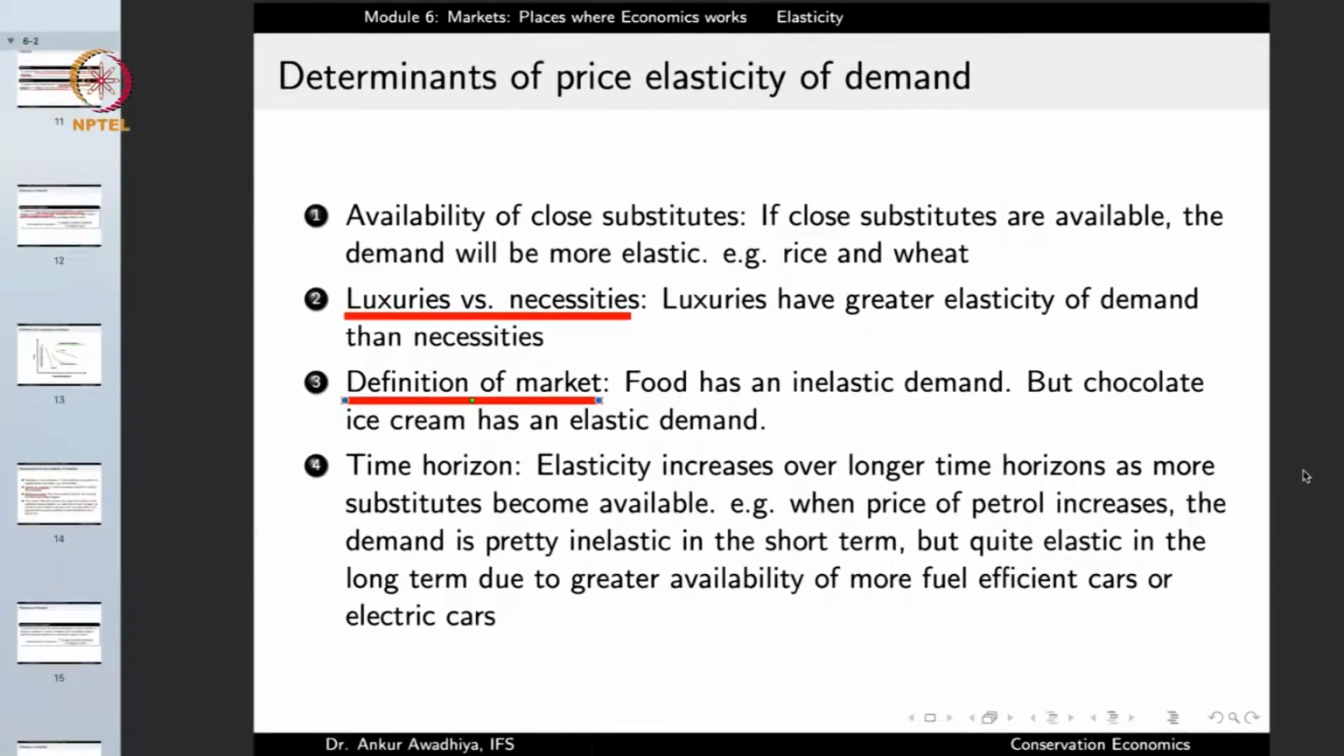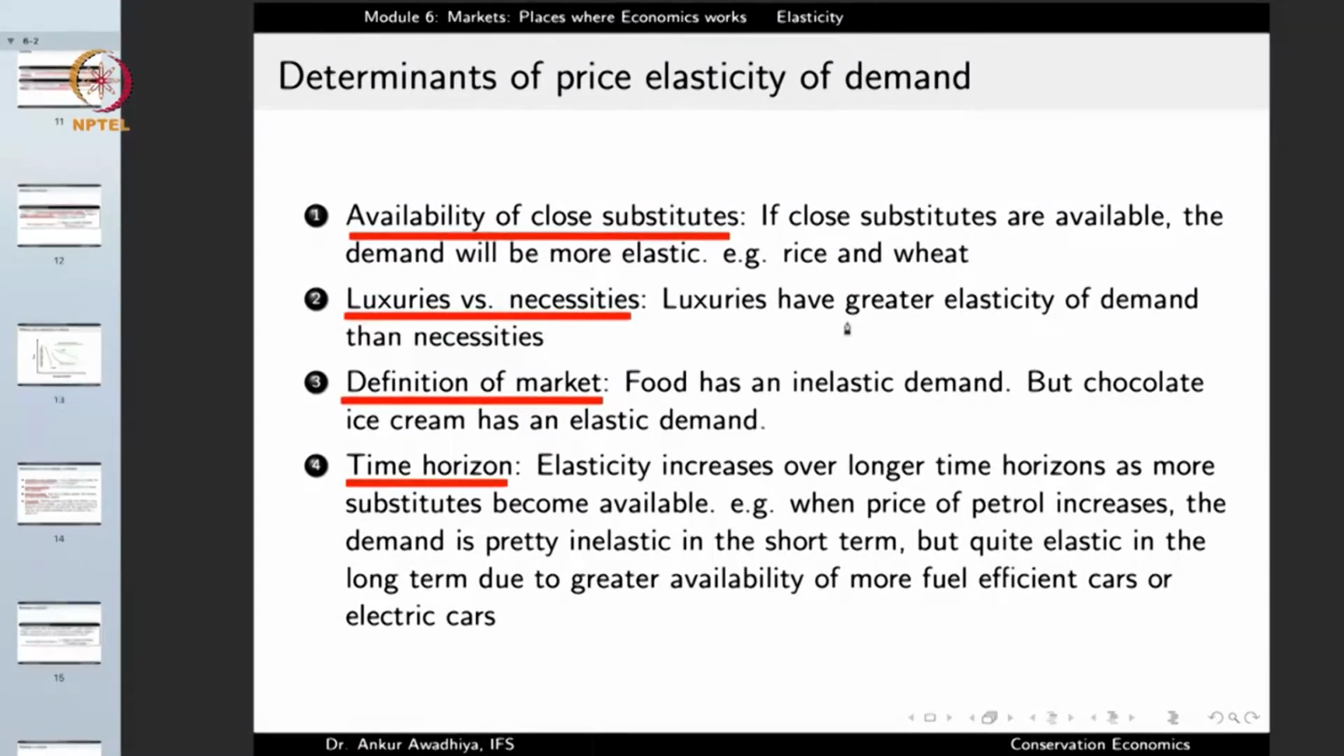Then another determinant of price elasticity is the time horizon, which is, are you looking at things in a short term or in a long term? Now, elasticity increases over longer time horizons as more substitutes become available. Here again, it is the availability of the close substitutes that we are looking at. If you have a close substitute, then probably the demand curve will be more elastic.